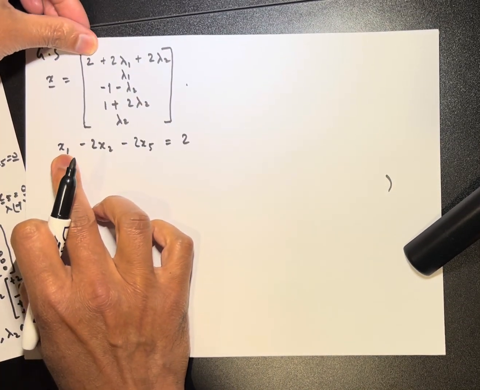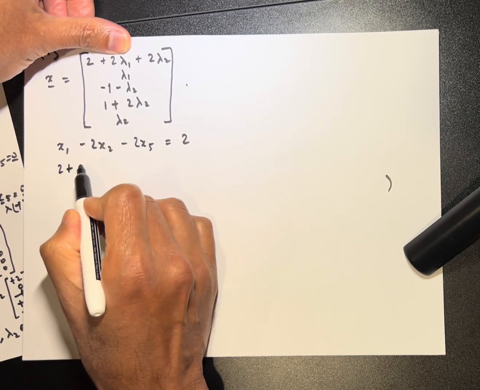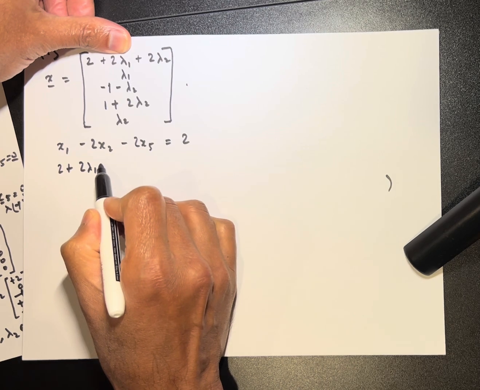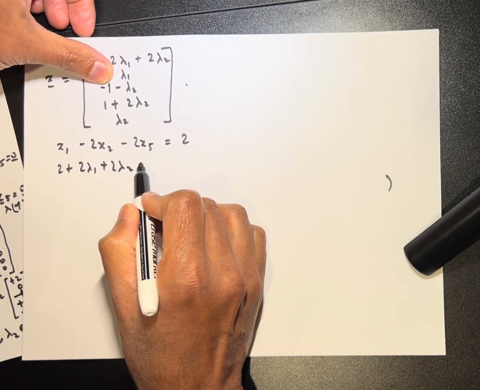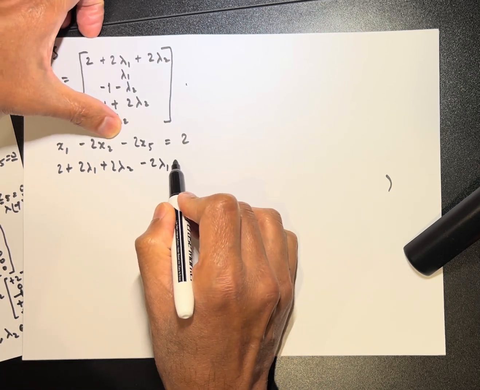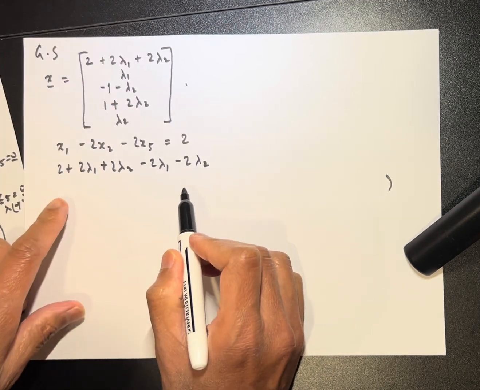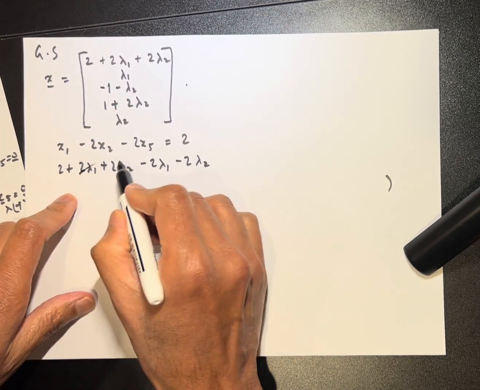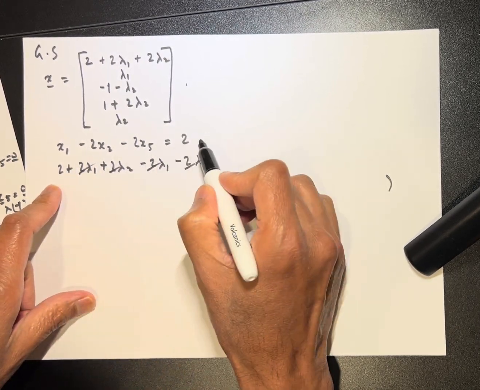So if we take this, is 2 plus, okay, so let me write it down. So x1 is 2 plus 2 lambda 1 plus 2 lambda 2 minus 2 times x2, which is minus 2 lambda 1, minus 2 times x5 is lambda 2. That's the left hand side, and then you can see these guys cancel, right? So all of them cancel out, so this is good. So we got 2, so this works.